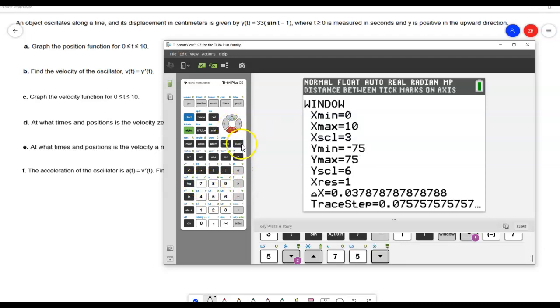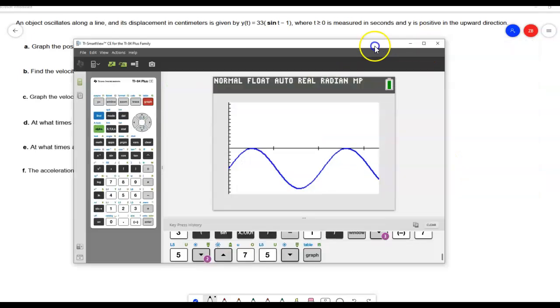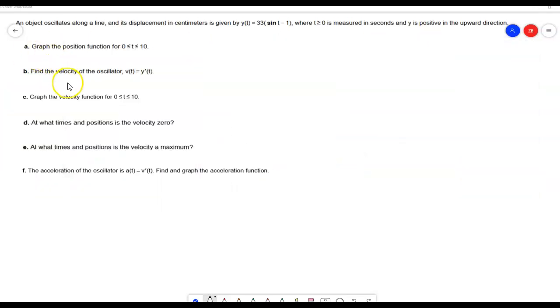All right, and go ahead and graph this. And so this thing is completely below the x-axis. All right, so this is what it looks like. If we were asked this question, we should be able to match this up with whichever one of the multiple choice graphs it gives us. All right, second part, it says find the velocity of the oscillator.